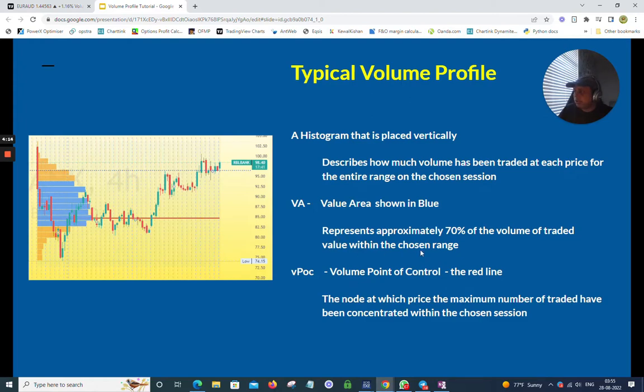Now, I have explained to you the 70% of the area. Now, what is the point of control? The point of control is the point at which the maximum number of trades have happened on a particular node. So in this chart, 85 is the point of control where most of the prices are traded around this price. This is a 4-hour chart. So in a 4-hour chart around this period, this is called the point of control, and this is called the value area high, and this is called the value area low, which you will get to know more about in the next chapter.